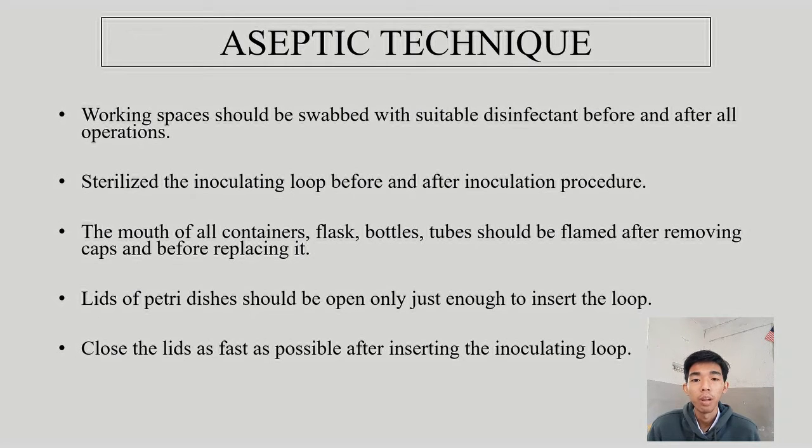Next, when we're removing the loop, we must immediately close the lid as fast as we can. This step is very important and is also applied to prevent contamination from outside. The final step is we must remember to re-sterilize the inoculating loop by placing it in alcohol or flame for at least 10 seconds. This step is very crucial to kill microorganisms that still exist and to make sure they are fully destroyed.